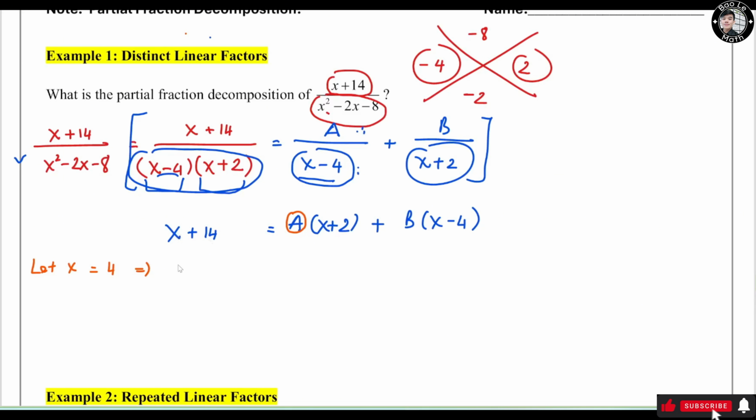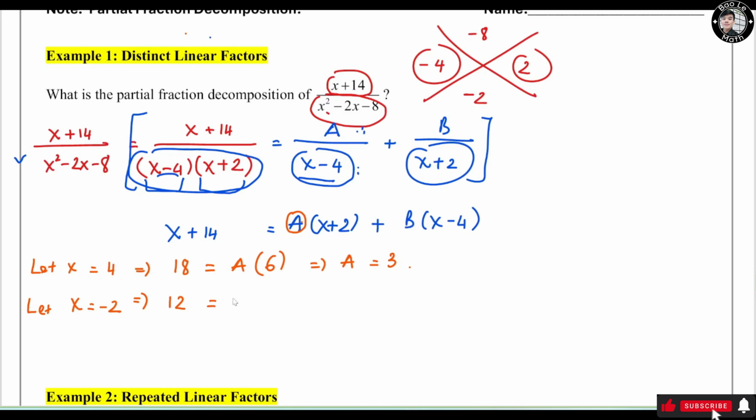I have 4 plus 14 equals 18, equals a times 4 plus 2, which is going to be 6. Now 4 subtract 4 is going to be 0, so b is gone. Now from this, I can solve for a: it's going to be 18 divided by 6, which is 3. Similarly, I'm going to let s equal negative 2 to eliminate a. So I substitute negative 2 for s: negative 2 plus 14 is 12 equals negative 2 plus 2, which is 0, so a is gone.